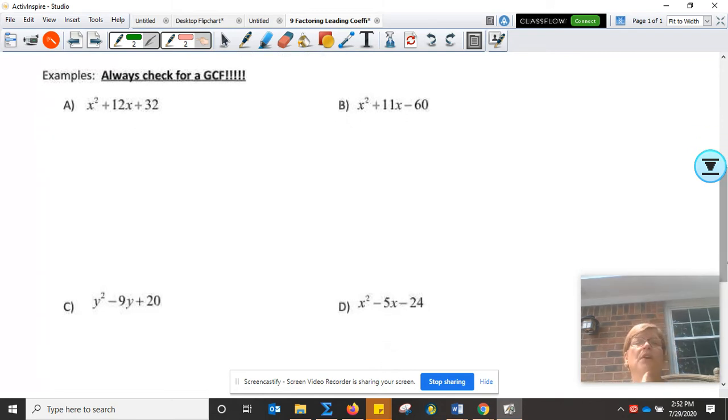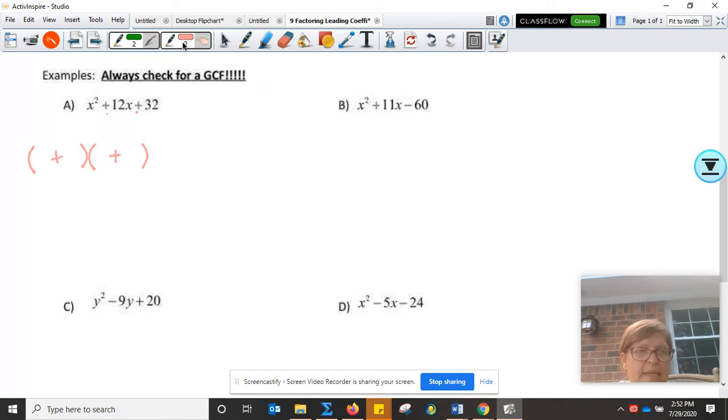All right. And we need to always check for a GCF, a greatest common factor. All right, so for A, we have x squared plus 12x plus 32. X squared doesn't have a coefficient, so we don't have a GCF. All right, so what we're going to do, since this sign is positive and this sign is positive, then we know our parentheses are both going to be plus and plus.